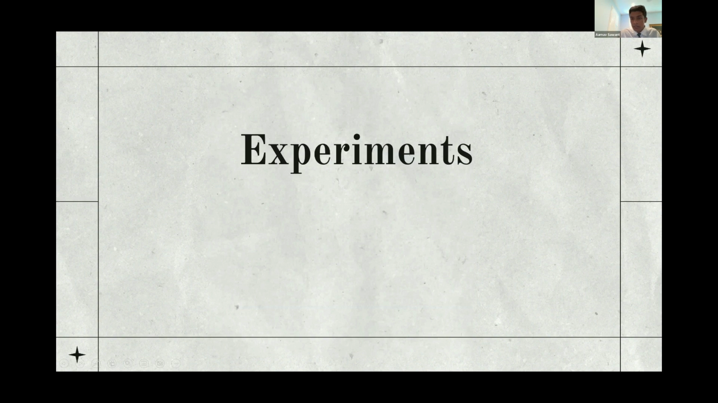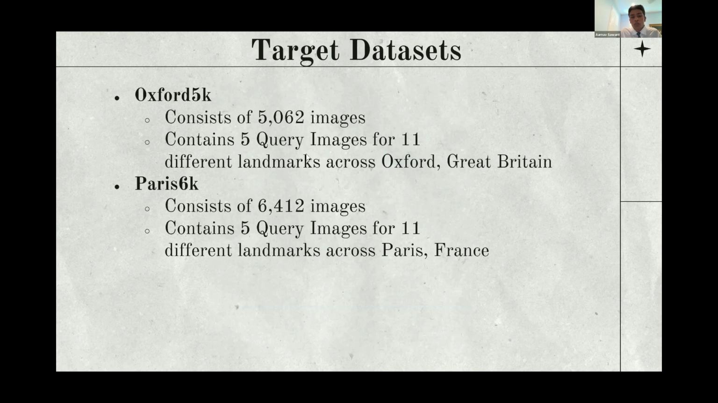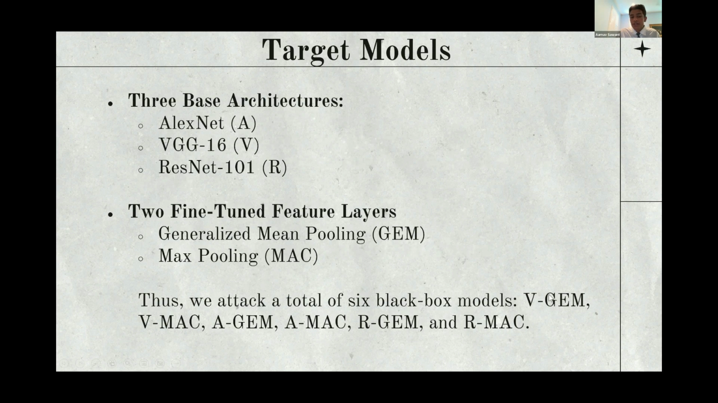So now we'd like to talk a little bit about the experimental setup. We evaluate on two main data sets, the Oxford 5K and the Paris 6K, two of the data sets that have been used in most image retrieval adversarial attack papers. The Oxford 5K consists of 5,062 images, and it contains 5 query images for 11 different landmarks across Oxford, Great Britain. The Paris 6K dataset consists of 6,412 images, with 5 query images across 11 different landmarks of Paris, France.